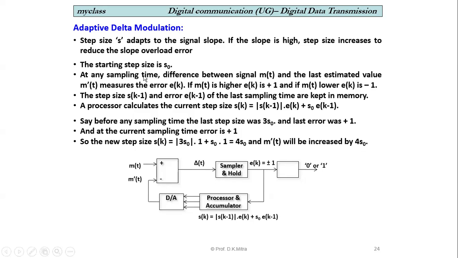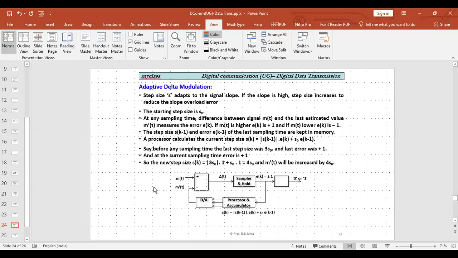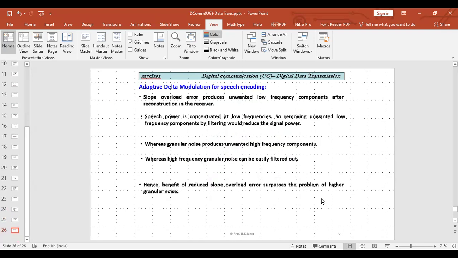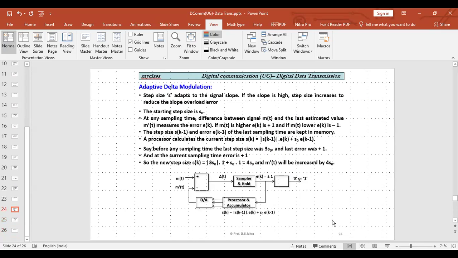At any sampling time, consider the difference between the signal m(t) and the last estimated value m dash t. m dash t is the last estimated value. I'll go back to the picture again. Here, this is the last. Suppose I am now sampling here. My last estimated value was m dash t. So I know that in the last sample, the signal was much higher. That memory I have to keep with me. Keeping that memory with me, I now decide.